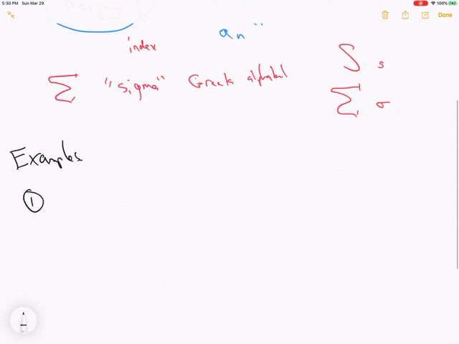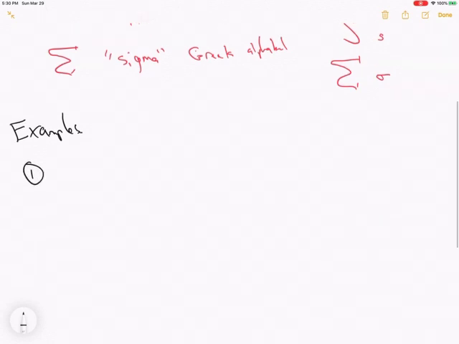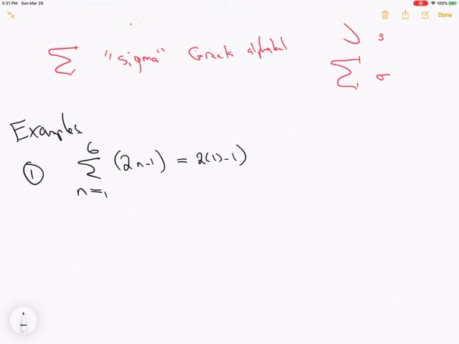For the first example, let's do the summation, N goes from 1 to 6, and now what are we going to sum over? Let's sum over these objects, say 2n minus 1. What does this mean? This is a short notation for the following. I'm summing over, as n ranges from 1 to 6, the things in the parentheses. So I have to do 2 times 1 minus 1 plus 2 times 2 minus 1.